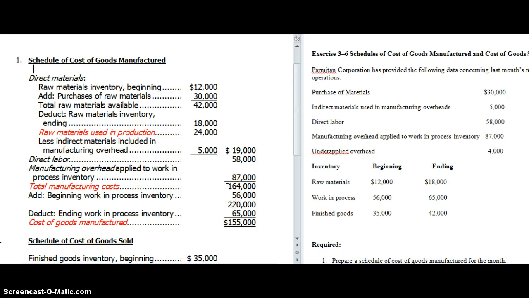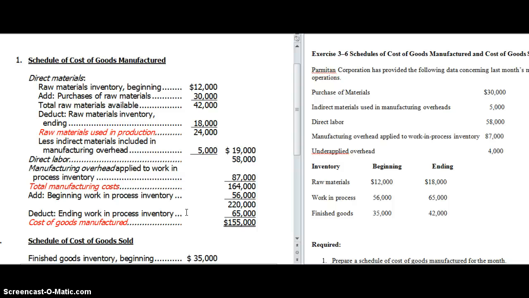So 164,000 manufacturing cost. To that add the beginning work in process inventory, because you have completed the manufacture of this work in process in the current year. So you will get an amount of 220,000, and from here you will deduct the work in process inventory which is ending in this month, which means that you have some units still incomplete and you have not completed the production.